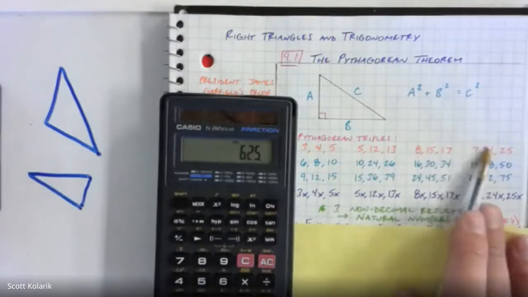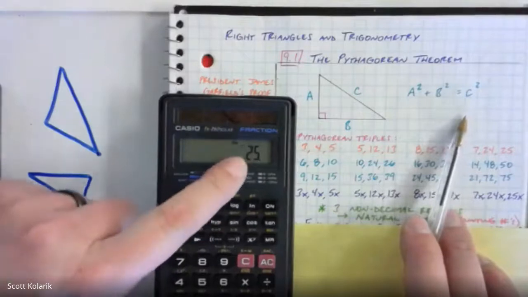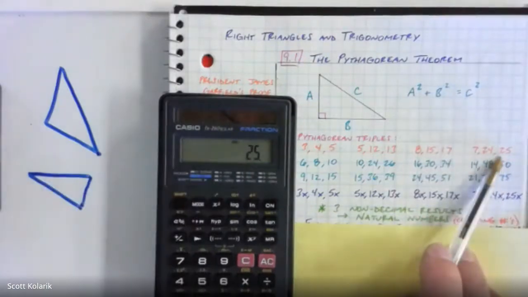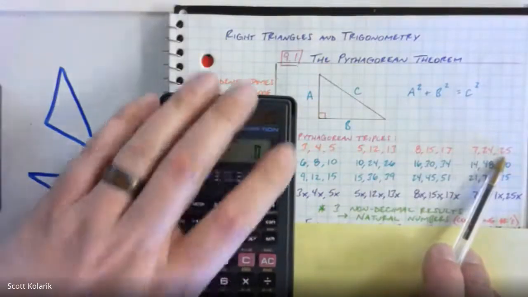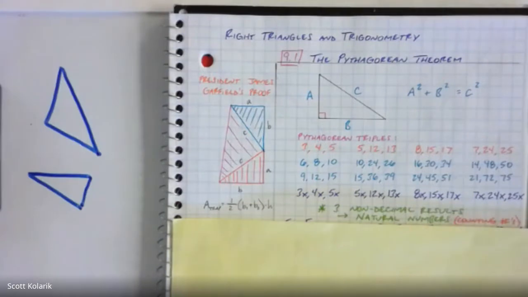If I were to take the square root of that, thus solving for C here, notice I get a nice friendly result, 25. These are what we call a Pythagorean triple. And the only significance is that they happen to be three friendly whole numbers.